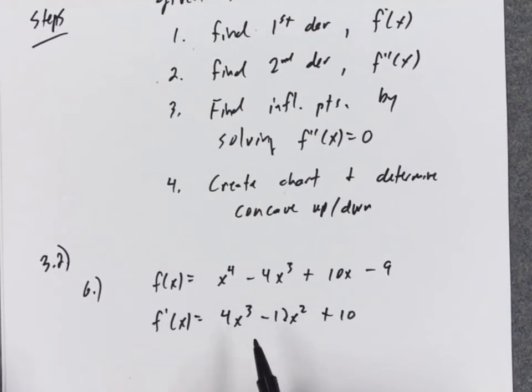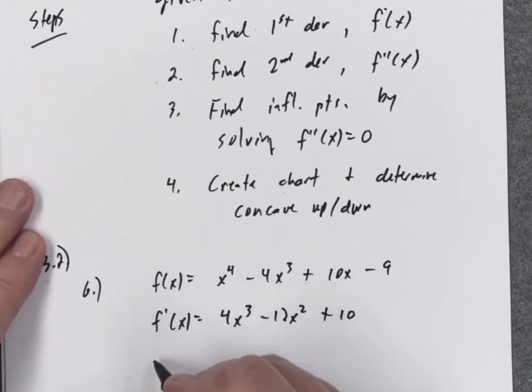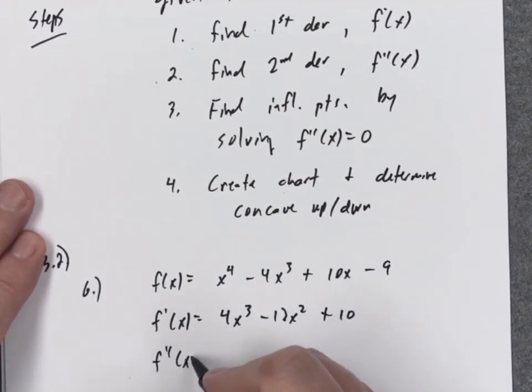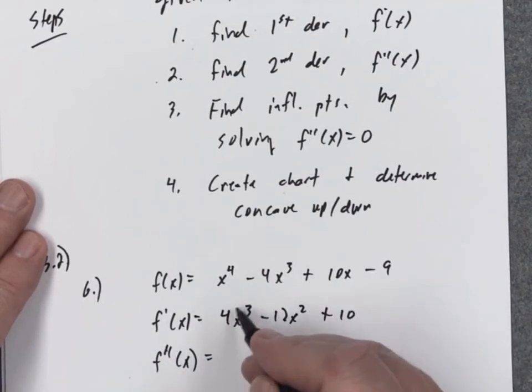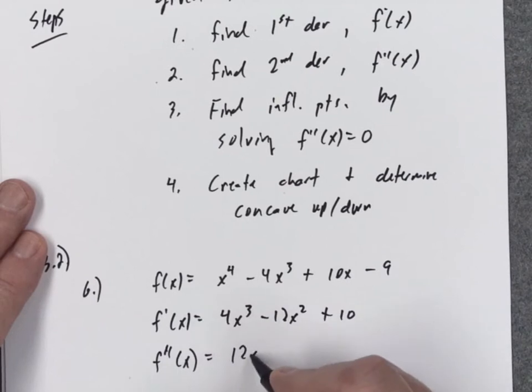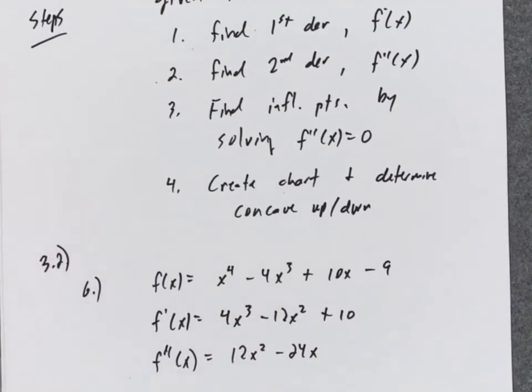Right away, since all I care about is the concavity and the points of inflection, I'm going to right away go calculate my second derivative. So I use the derivative rules again on my first derivative. So 12x squared minus 24x. So there's the second derivative.